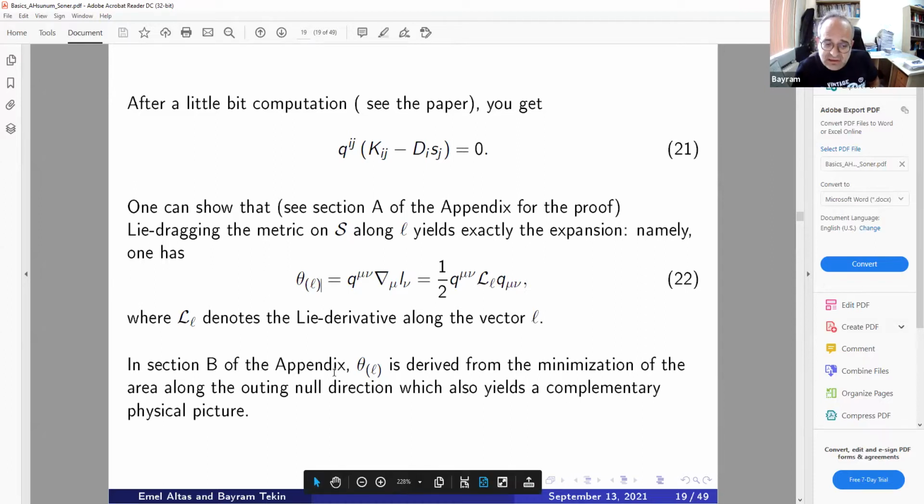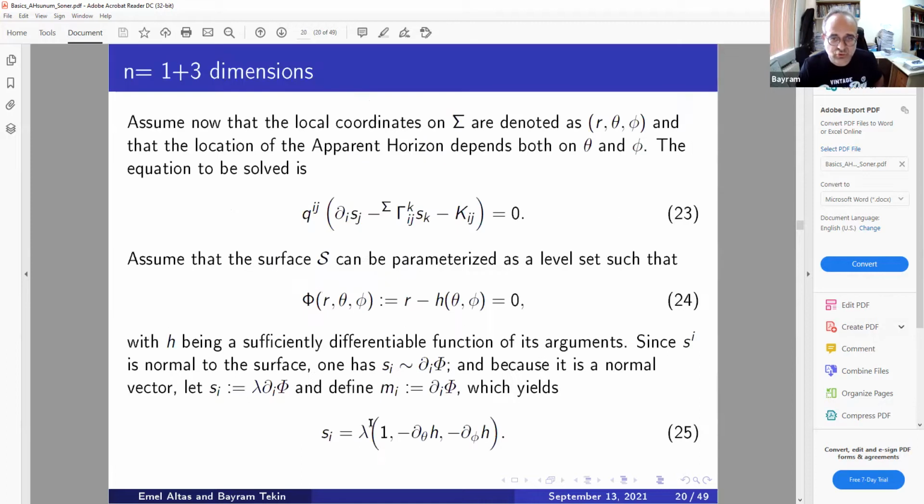Now, in section B of the appendix of our paper, we also show this theta L from the minimization of the area along the outgoing null direction. So equation 22 comes from the minimization of the area, not in terms of time, but in terms of the outgoing null direction, okay? If you do that variation, you are going to get equation 22. If you set it to 0, you will get the apparent horizon equation. Okay, let us stick to 1 plus 3 dimensions.